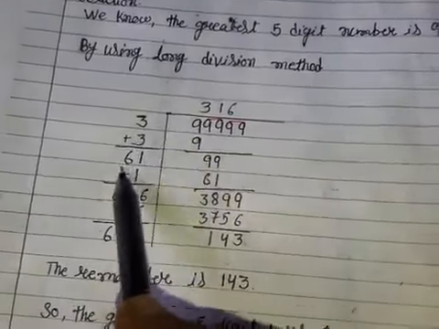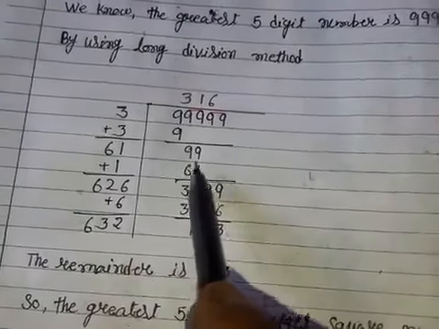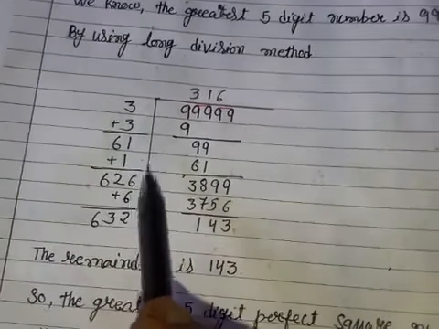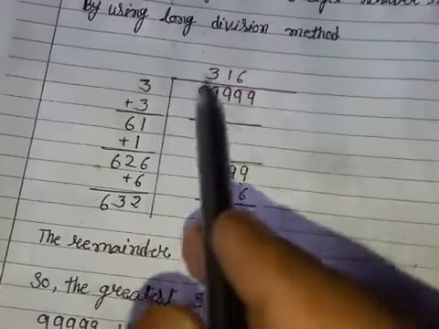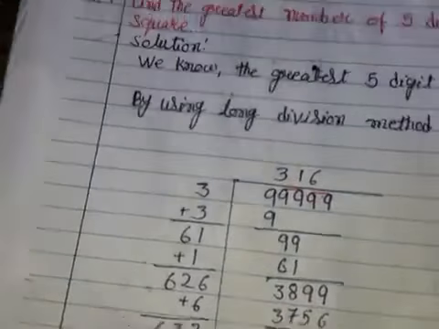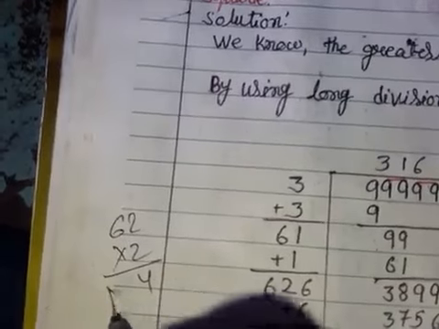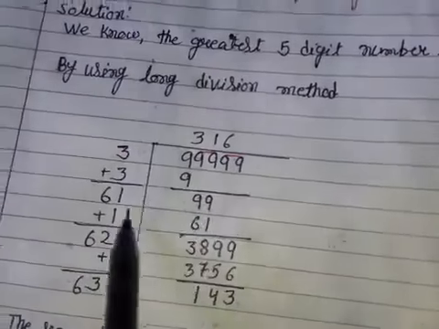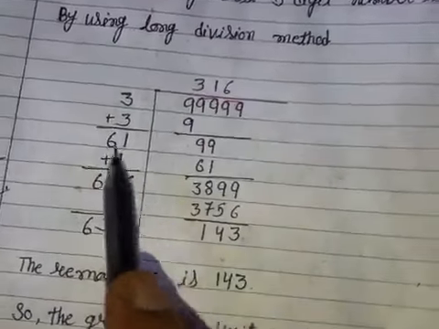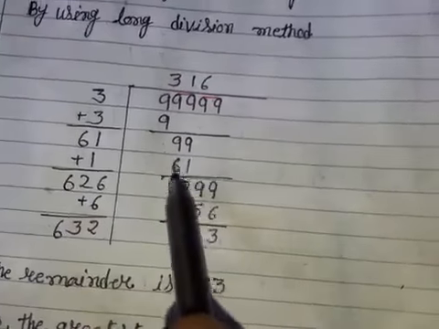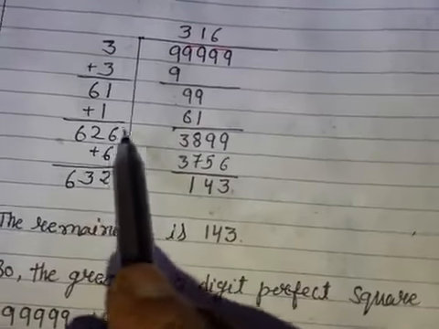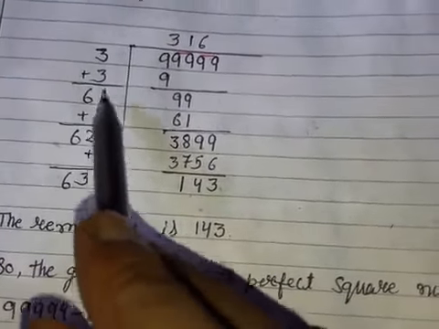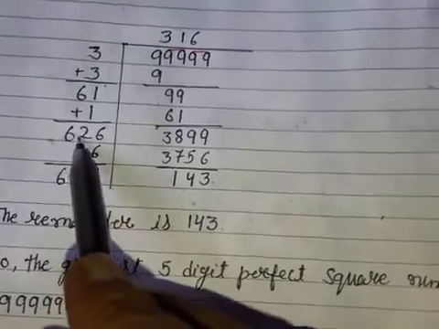Now 3 plus 3 is 6, here we take 9, the first pair is 99. If we write here 1, and multiply it by 1, we write here 1. If we take 2, 62 2s are 124, which is greater than 99, so we take here 1. So write here 1 and here also 61. If we subtract we get 38. Here also add 1, 61 plus 1 is 62.